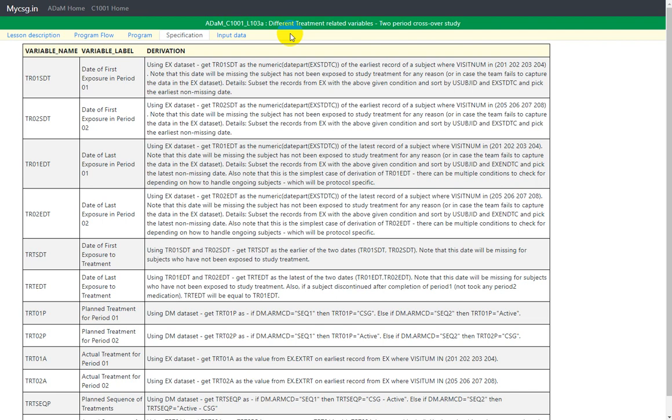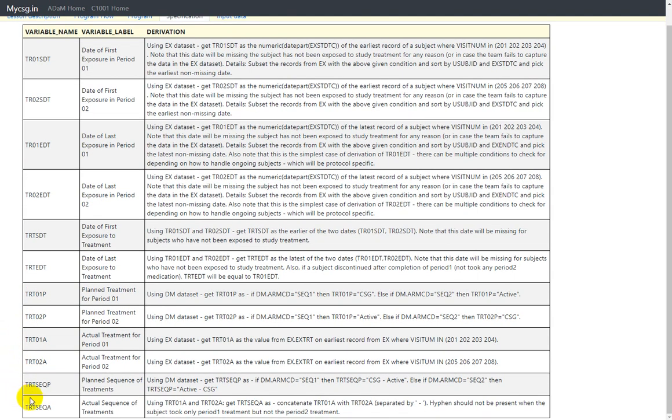We are taking a look at the different treatment related variables in a two-period crossover study. In the previous video, we saw how to derive the treatment related variables for period 1 of the two periods. In this video, we will see how to derive period 2 related treatment variables. So we have period 2 start date of exposure and period 2 treatment end date, and similarly we have study treatment start date and study treatment end date, and also the planned and actual treatments for period 2. Along with that, we will also see how to derive TRTSEQP and TRTSEQA.